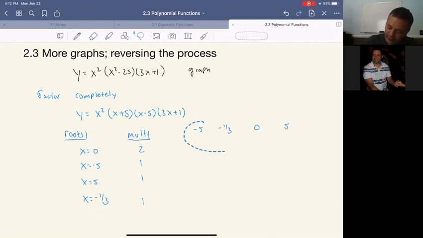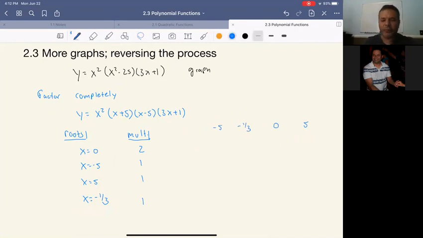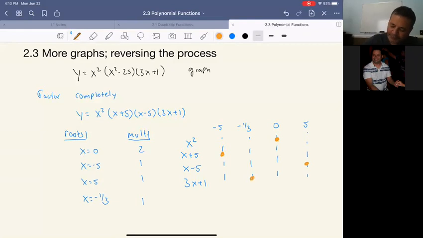To the left, we're going to put the different factors. I don't care about the order, not here. Little dashed lines underneath my roots. X squared has its root at 0. Remember, I put a little filled in circle there. X plus 5 has a root at negative 5. X minus 5 has a root at 5. And 3x plus 1 has a root at negative 1/3.